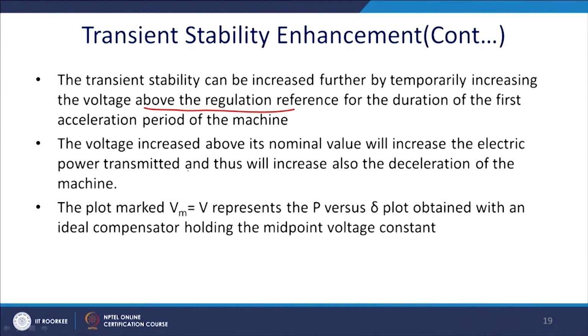This transient stability can be increased further by temporarily increasing the voltage above the regulation reference for the duration of the first accelerating period of the machine. What will happen then? The voltage increase above its nominal voltage value will increase the electric power transmitted, because you have V1, V2, if V2 is increasing, so power handling capability increases and thus increases also the deceleration of the machine.